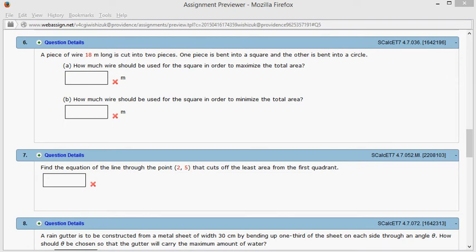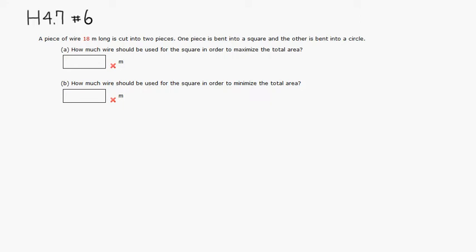Alright, let's look at homework 4.7, problem number 6. It says that there's a piece of wire. So we have a piece of wire that's 18 meters long and cut into two pieces.